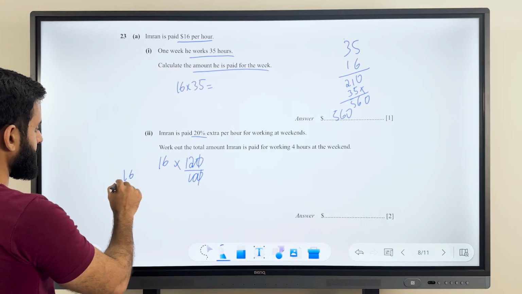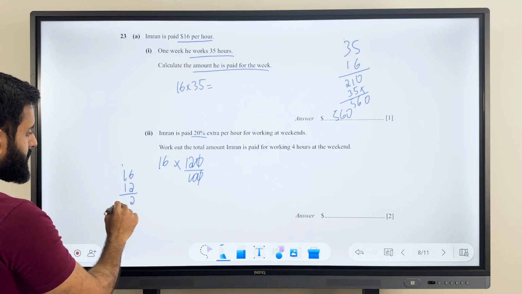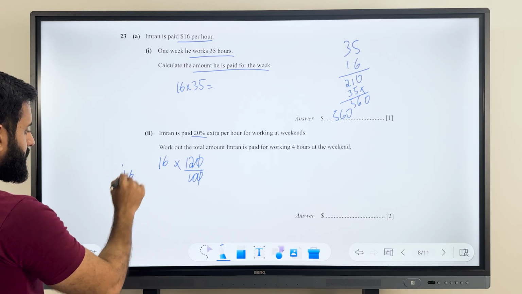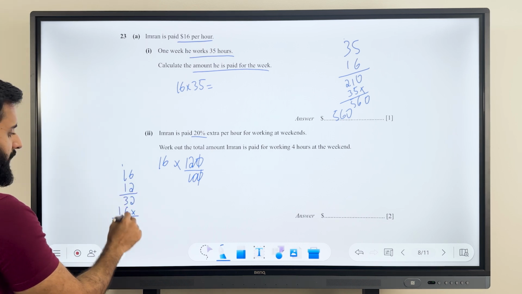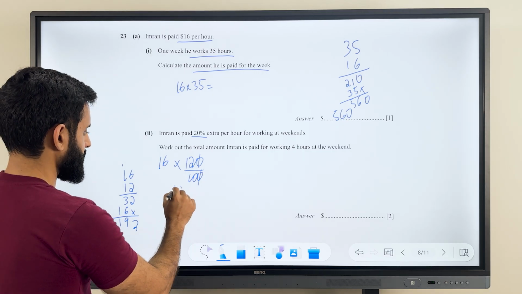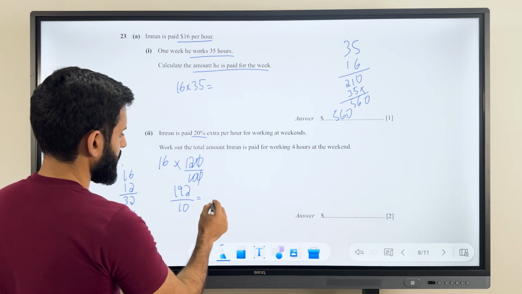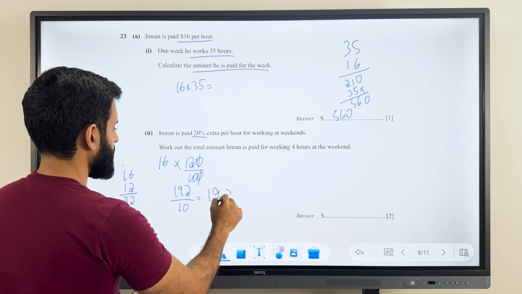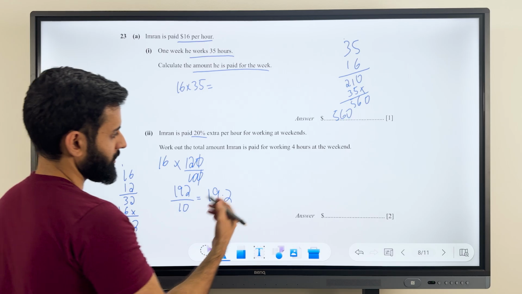16 times 12, however, let's work that out. So 2 times 6 is 12, 2 times 1 is 2, 2 plus 1 is 3, and then 1 times 16, 1 times 6 is 6, 1 as it is, 2, 9, 1. So that means it's 192 upon 10. Now you can see why I didn't simplify the 10, because it always comes in handy. That means now he is getting paid 19.2 for working over the weekend.